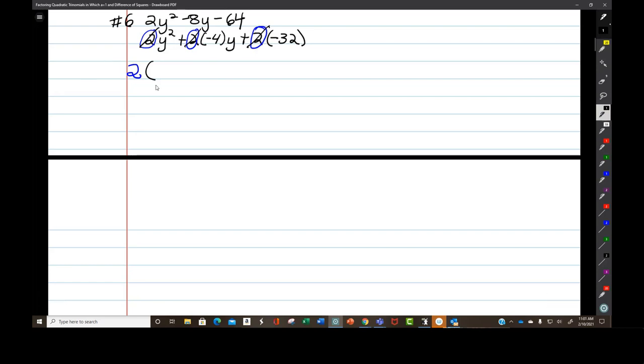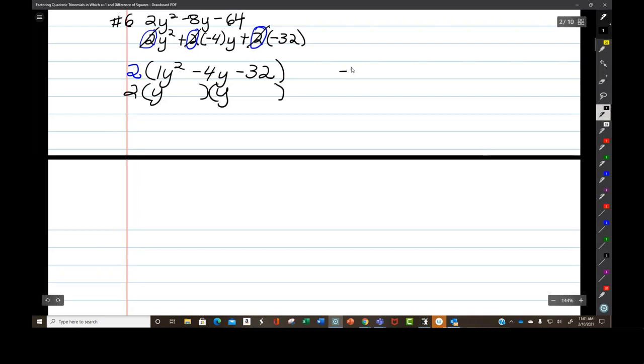The leftovers are a y squared in the first term, a 1y squared, plus a negative 4y, so minus 4y, plus a negative 32, so minus 32. And now I can factor this. But notice there's a 1, so I can, if I want to, just use the easier method. 2 parentheses, parentheses. Take the y squared and split it apart. Now I'm ready to put in the numbers once I find out what they are.